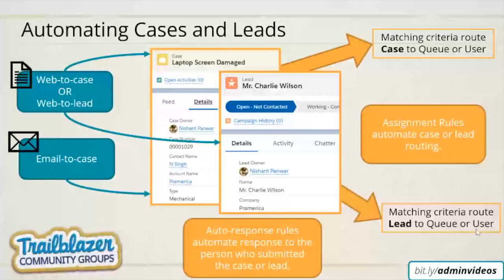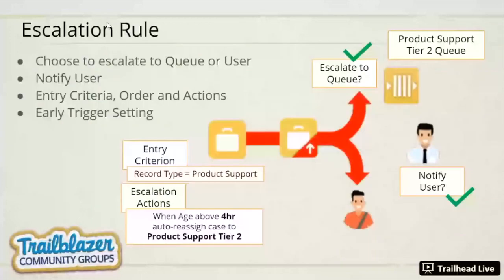Then on the case, it's only specific to case, you have escalation rules. Escalation rules are basically to escalate records to a higher level in the queue. So you have levels of queues, tier 1 support, tier 2 support. You can define various entry criteria, like if the record type is product support and the escalation age is 4 hours. If it sits beyond 4 hours in this queue, we want to escalate it to the next level. So it goes to the tier 2 support queue after 4 hours automatically. That's an escalation rule you can define.